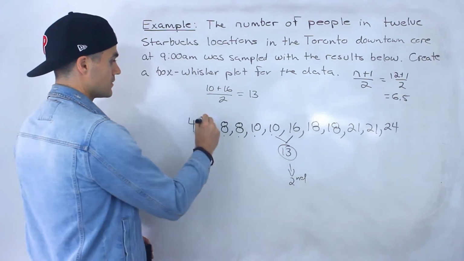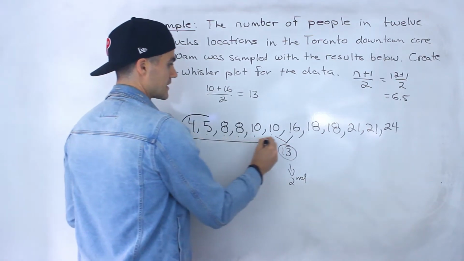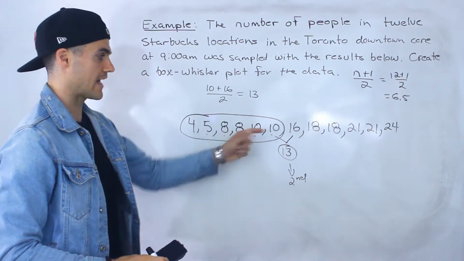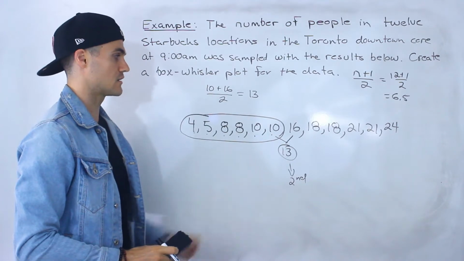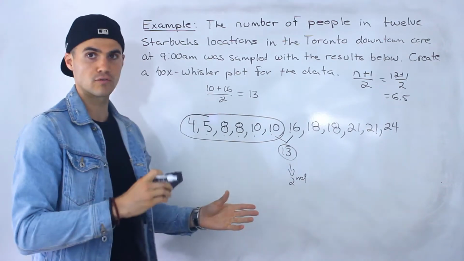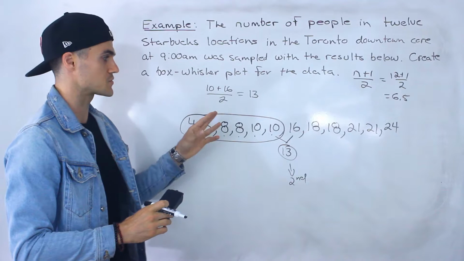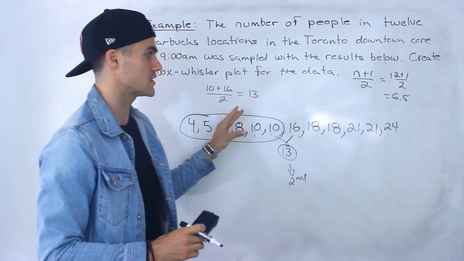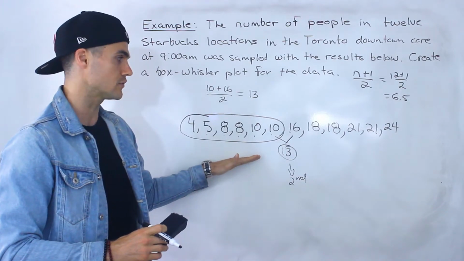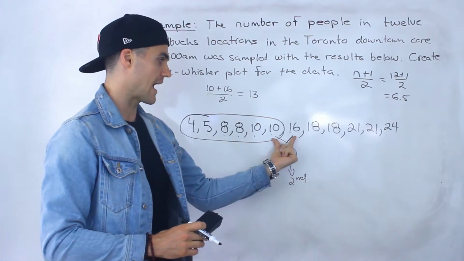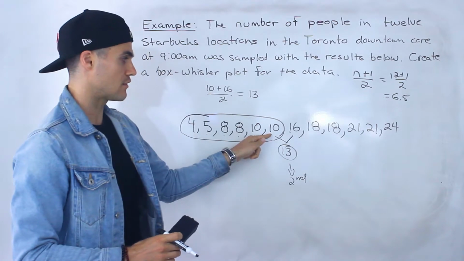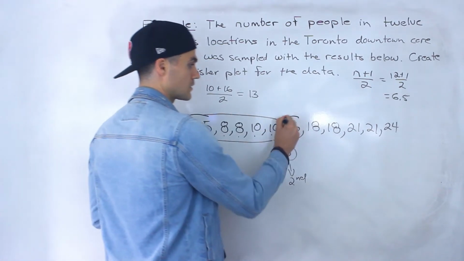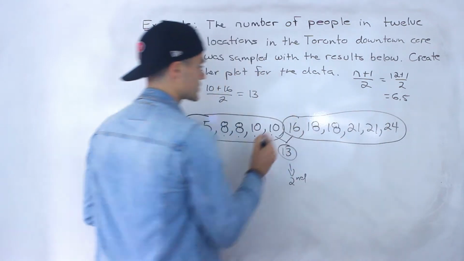And now what we got to do is look at the first half of the data, and we would include that 10 in that first half. Remember, in the overview video on quartiles and box whisker plots, I mentioned that if you have an even number of observations, which we do right now, it's 12, the median is going to be an average of two numbers, and then each of those numbers you include in their respective halves. So you would include the 16 in the second half as well.